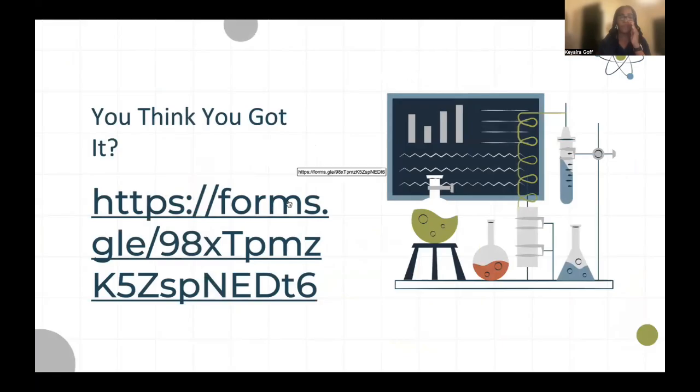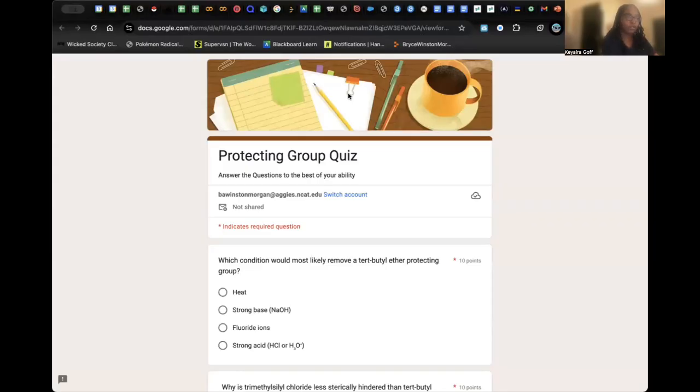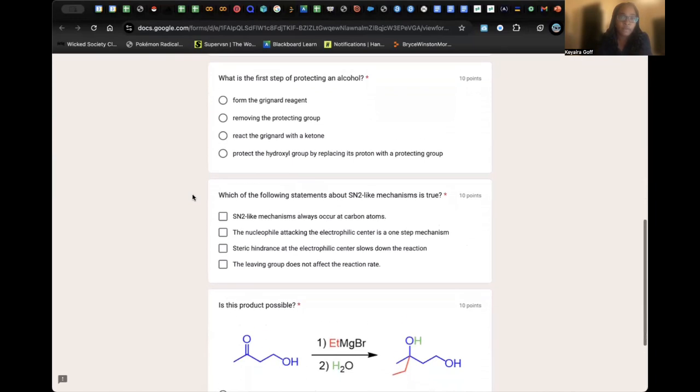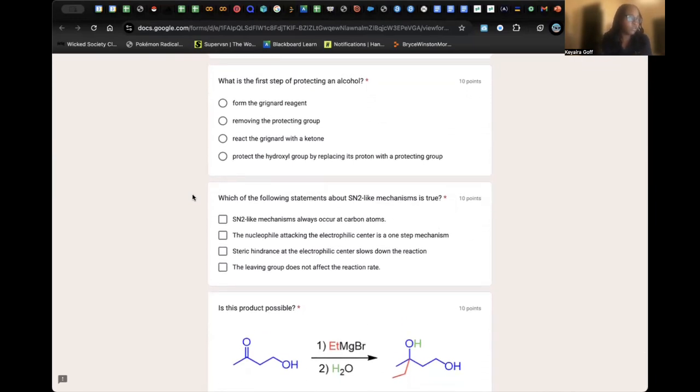So next we have a quiz. The first question is, what condition would most likely remove a tert-butyl ether protecting group? If you said strong acid, such as HCl or H3O plus, you would be correct. Why is trimethylsilyl chloride less sterically hindered than tert-butyl chloride? If you said that the silicon-carbon bonds are longer, you would be correct. What is the first step of protecting an alcohol? If you said protect the hydroxyl group by replacing its proton with a protecting group, you would be correct.